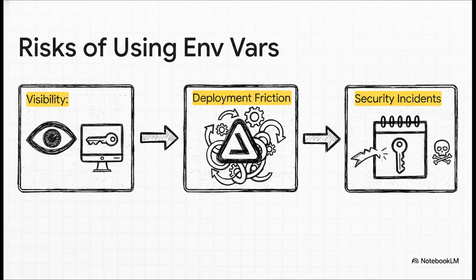So what are the real risks? Well, for starters, visibility. Anybody on your team with even basic read-only access to the AWS console can just see the secret, in plain text. Yikes. Then there's the friction. Need to change or rotate that key? Guess what? You're redeploying the entire function. What a pain. And that leads to the biggest problem, security incidents, because rotating keys manually is a nightmare. It's easy to forget, easy to mess up, and it's basically a ticking time bomb.